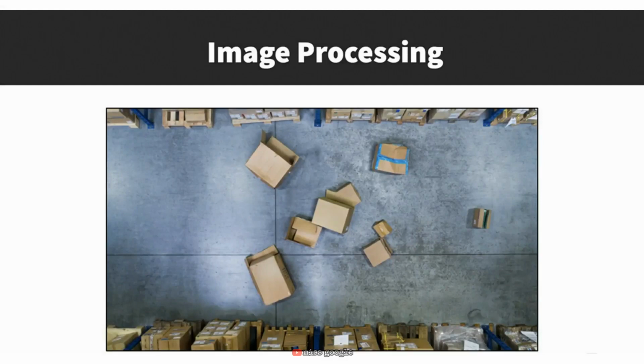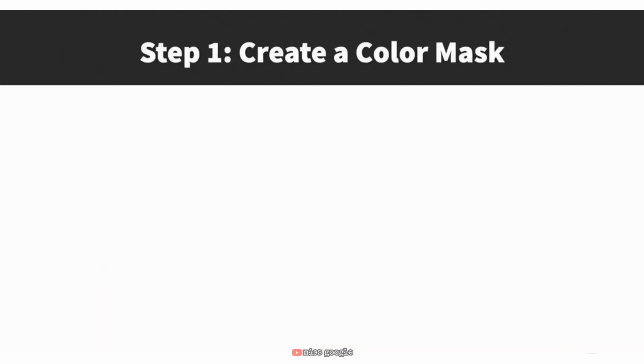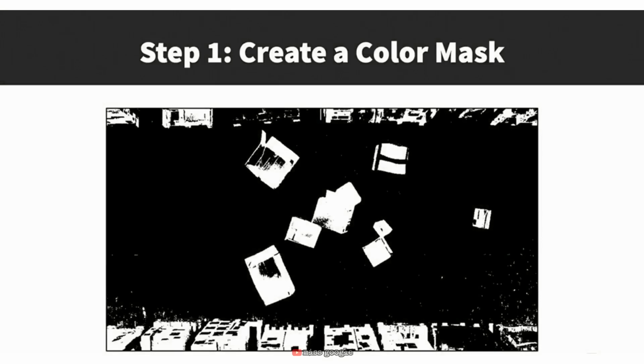The first step is to create a black and white image with a set of blobs where the obstacles are. This is known as a color mask. Notice that the obstacles produced white blobs. Now this step isn't perfect, and it's not expected to be perfect, since not all boxes will look the same, and the lighting won't always be the same.